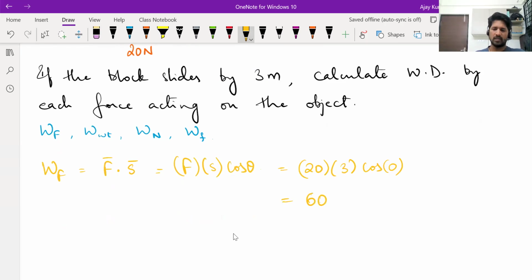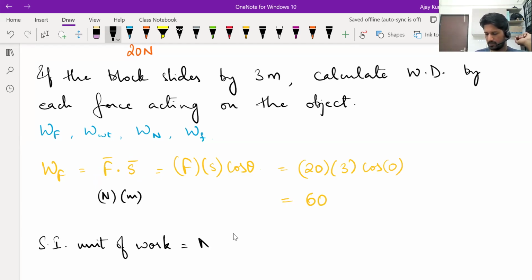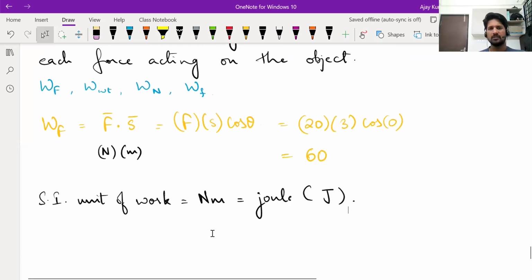Now one of you tell me, to calculate work, we are multiplying force and displacement. What is the SI unit of force? Newton, sir. Displacement? Meter. So the SI unit of work should be Newton meter, which is what we call as joule, denoted by the symbol capital J. Joule is the SI unit of work.